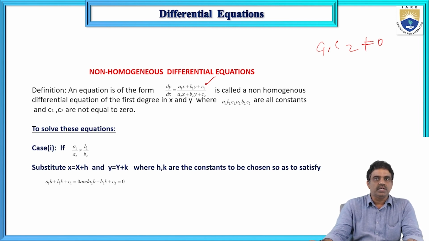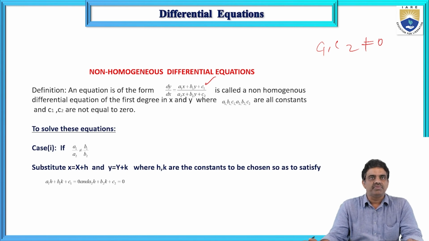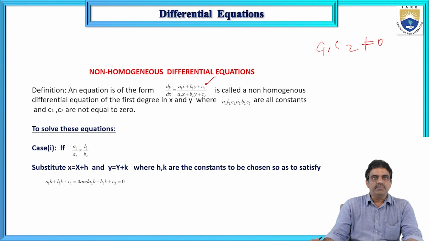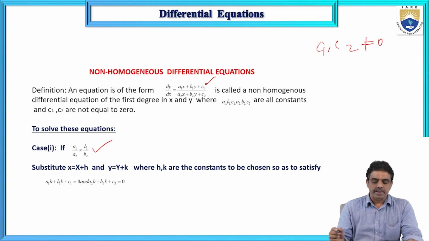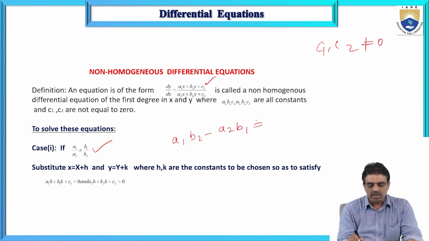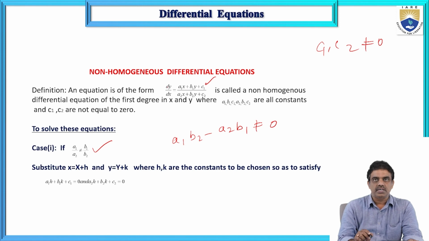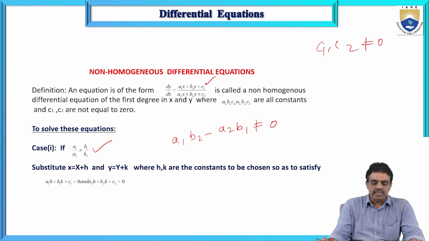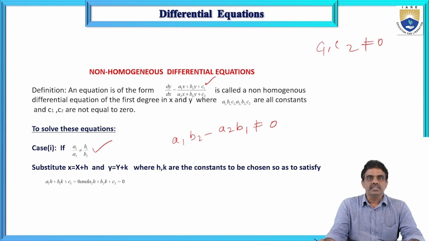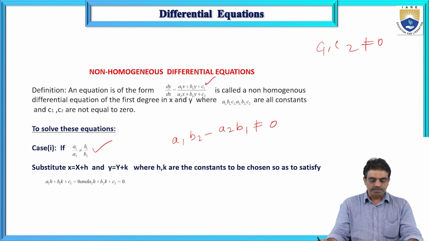To solve this equation, we come across two types of cases. Case 1 is if a1 b2 minus a2 b1 not equal to 0, or I can say that if a1 by a2 not equal to b1 by b2. Here a1 is the x coefficient, b1 is the y coefficient, a2 is again the x coefficient, and b2 is the y coefficient in the denominator. If you check the condition a1 b2 minus a2 b1 and it is not equal to 0, then we have to follow the following procedure.